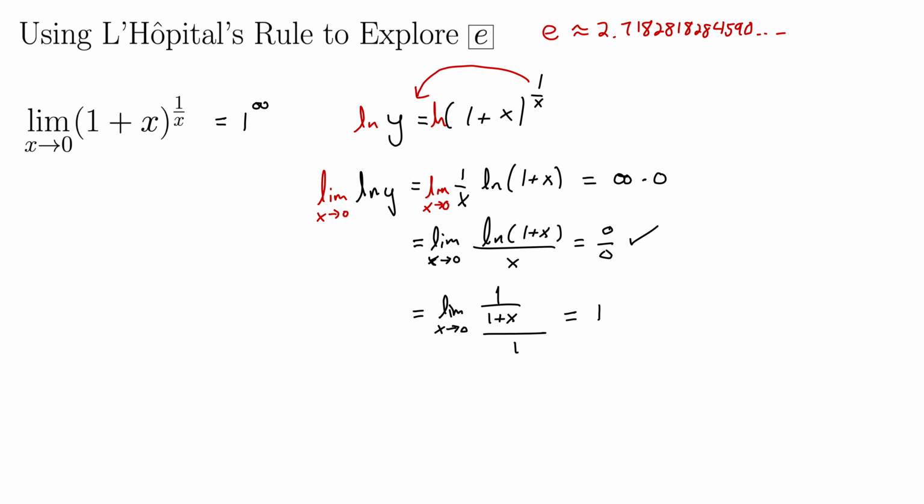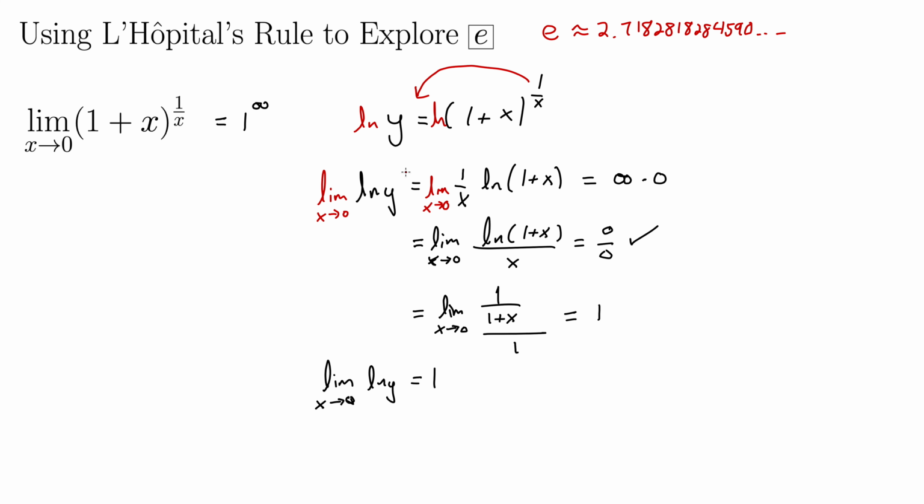Well, remember that since we took the natural log up front, we need to take both sides base e at the end to undo that, essentially. So the correct answer here is e to the 1, which is e. Let's be a little more technical about that. We have the limit as x goes to 0 of natural log y equals 1.